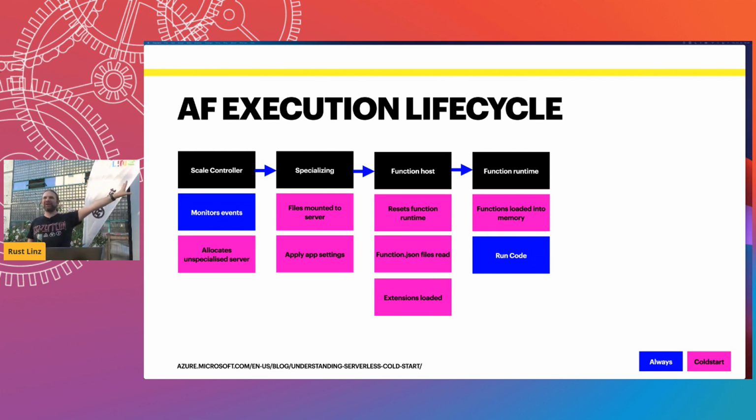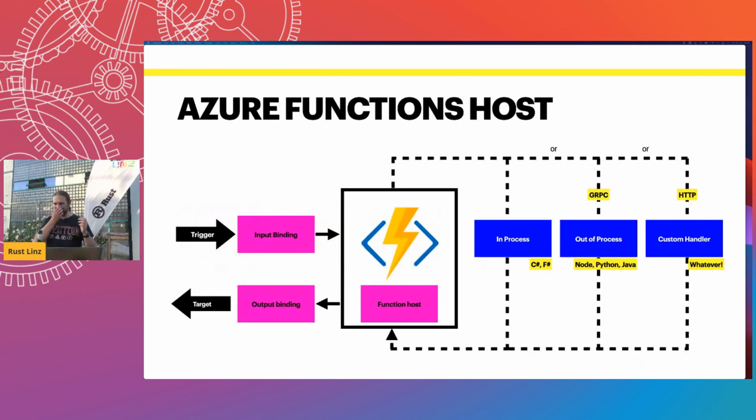And you see there are lots of pink boxes, which means lots of stuff to do at cold start times. But you are also seeing that you have not so much to do when the container is already warm, when the server is already warm, because the scale controller says, is there an event, and the function server says, I'm going to execute it. So reruns are very, very fast. This is how an Azure Function Host works.